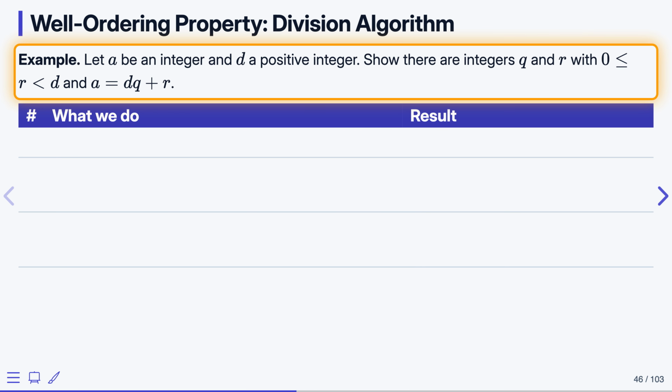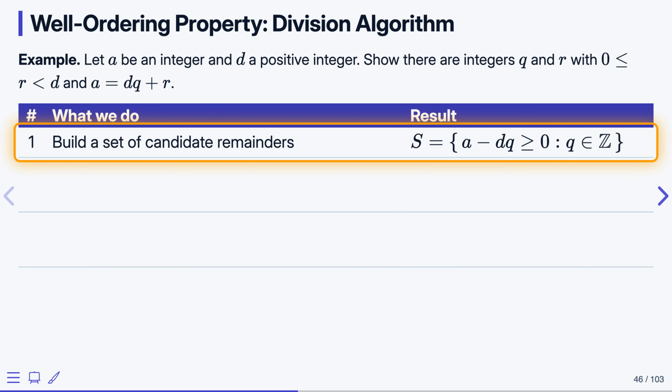This proof uses the well-ordering property directly. We prove the division algorithm. Given an integer a and a positive integer d, we want a quotient q and a remainder r. Step 1. Build a set S, put into it every non-negative number of the form a minus d times q, where q runs over all the integers. These are the possible remainders.